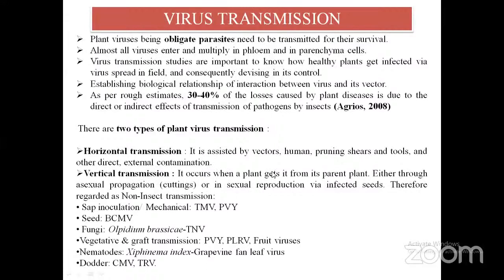Secondly, the second category is vertical transmission. It occurs when a plant gets it from the parent plant, either through asexual propagation, which we already know about, that is cutting, grafting, etc., or in sexual reproduction via infected seeds, because these can also act as carriers of the virus, therefore regarded as non-insect transmission. Sap inoculation can be one method, in which tobacco mosaic virus is one of the prevalent examples. Potato virus Y is another example. Then through seed, through fungi, through vegetative and graft transmissions, through nematodes and through dodder, the transmission of virus can be there.